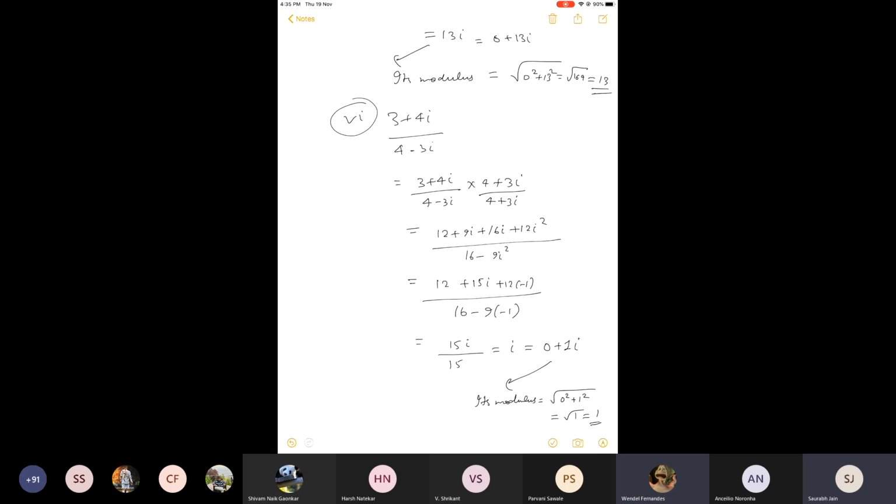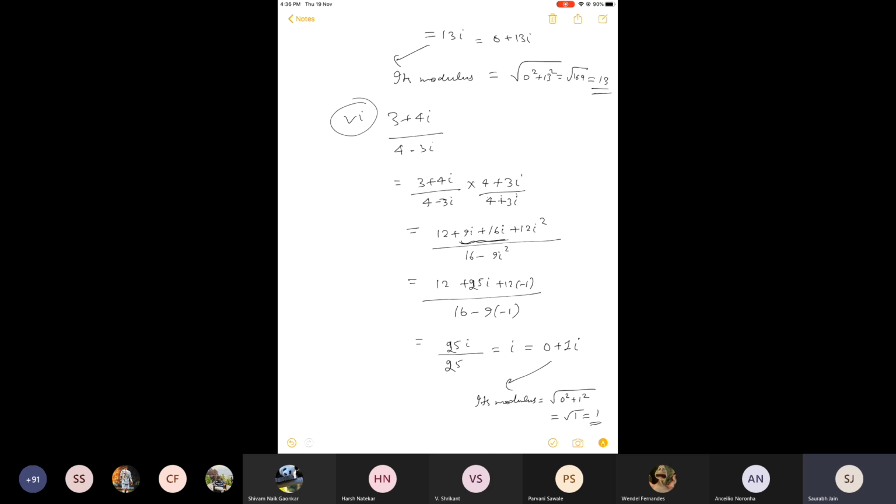Yes, you are right. Let me check the calculations once again. This is 12, this is 9 iota, then 16, then 12 iota square, then this is 16 minus 9 iota square. So 25, yeah, 25 iota upon 25. Right, sorry, my mistake. See, 9 iota plus 16 iota will also be not 15, it will be 25 iota, right? And the same thing will be happening in the denominator.